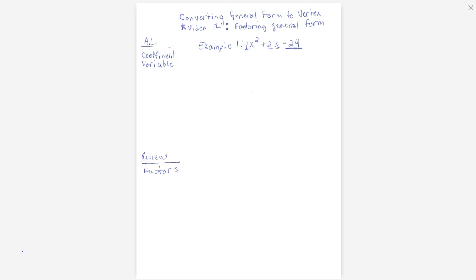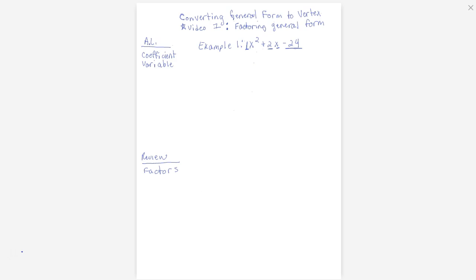We have our example. We're going to go through that. Then we're going to have some steps and do some practice problems. Under academic language, I've already thrown up coefficient and variable. And under review, I have factors. Okay? So if you have any questions of those, let me know when you come to class.